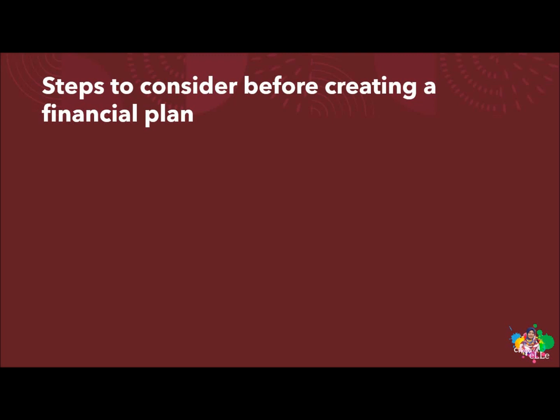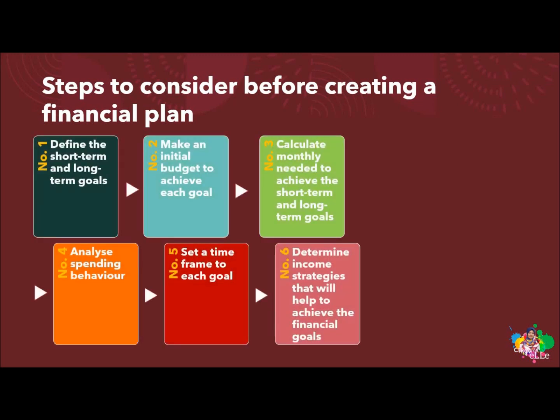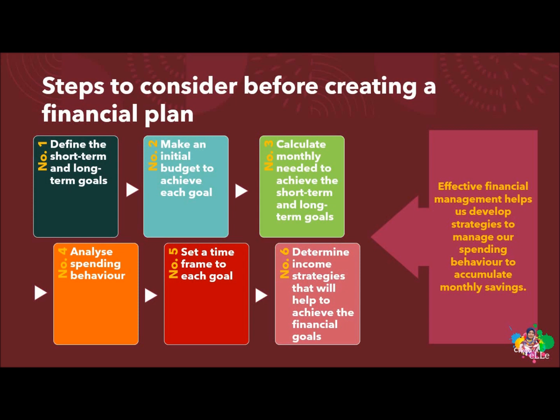Next are the steps to consider before creating a financial plan. First, define the short-term and long-term goals, and then make an initial budget to achieve the goals. Number three, calculate the monthly amount needed to achieve the short-term and long-term goals. And then you have to analyze the spending behavior. Number five, set a time frame for each goal. And the last one, determine income strategies that will help to achieve the financial goal. So you have to consider these six steps before creating a financial plan. An effective financial management helps us develop strategies to manage our spending behavior to accumulate the monthly savings.